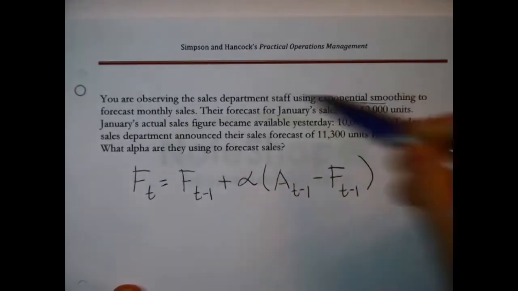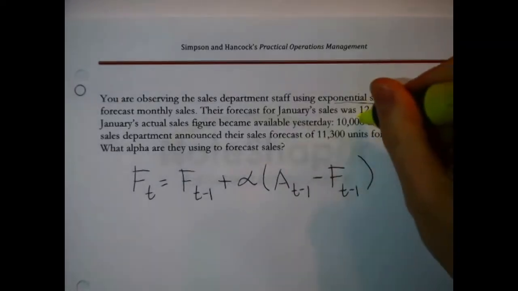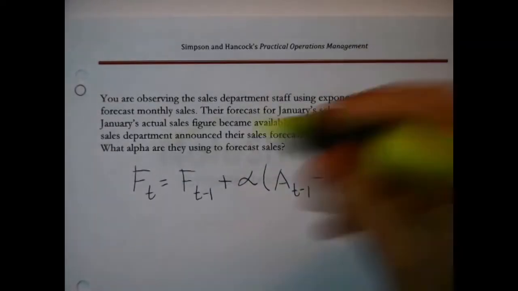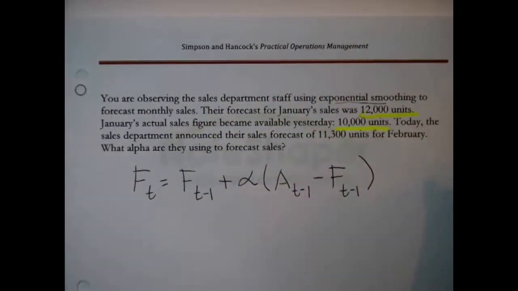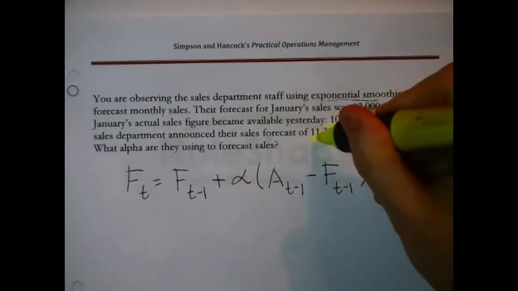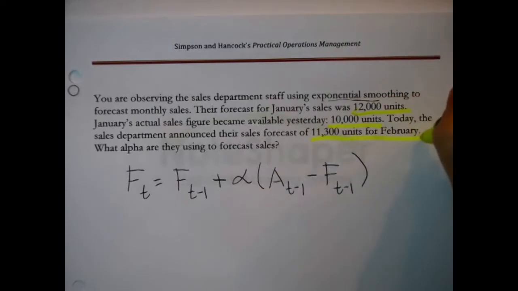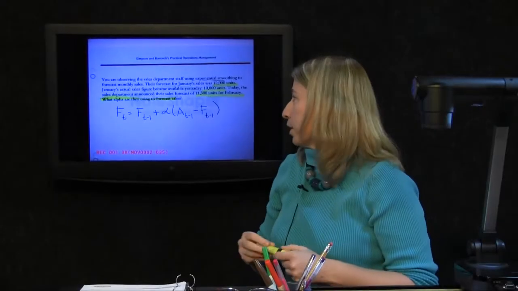Okay, now we hadn't gotten any farther than this first sentence yet in the problem. What does it say? The sales department's forecast for January sales, I think we're going to need this, was 12,000 units. January's actual sales figure became available yesterday. It was 10,000. Today the sales department announced their sales forecast of 11,300 for February. What's the question here? What is the alpha they're using to forecast sales?